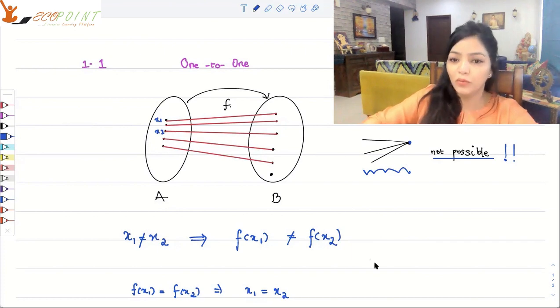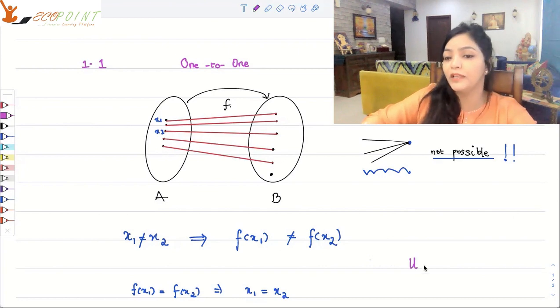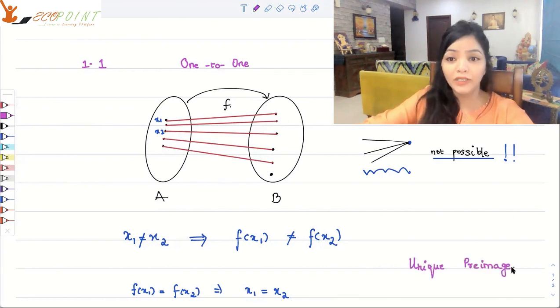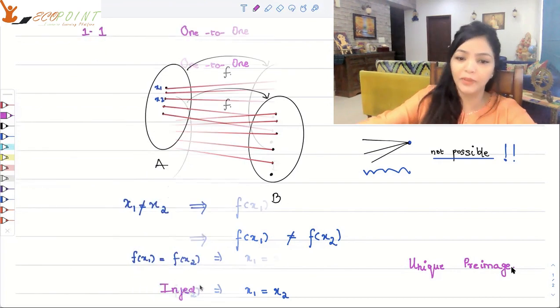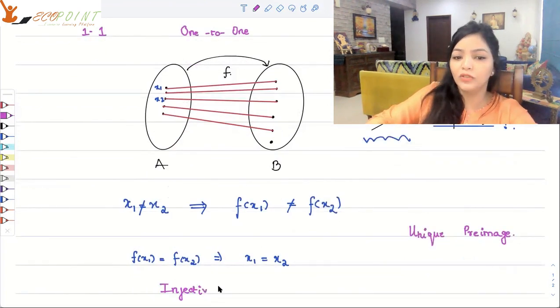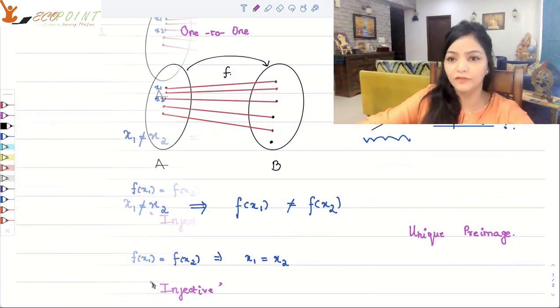So one-to-one means that you have a unique pre-image. Having a unique image comes by the definition of a function. Having a unique pre-image is a quality or a characteristic which is associated with a one-to-one function or a one-to-one mapping. A one-to-one function is also called an injective function.